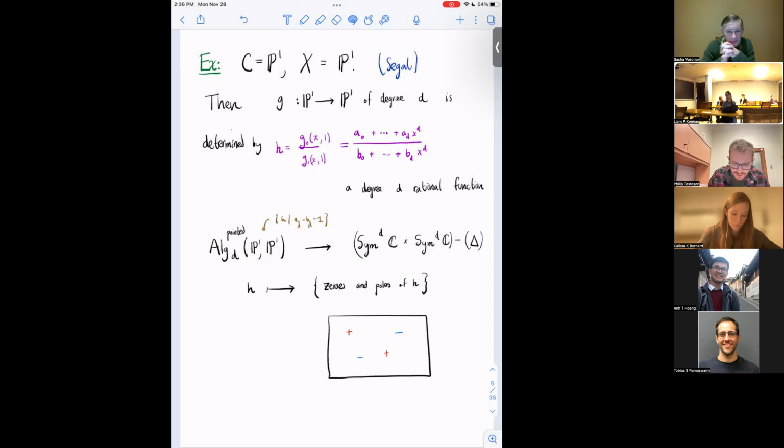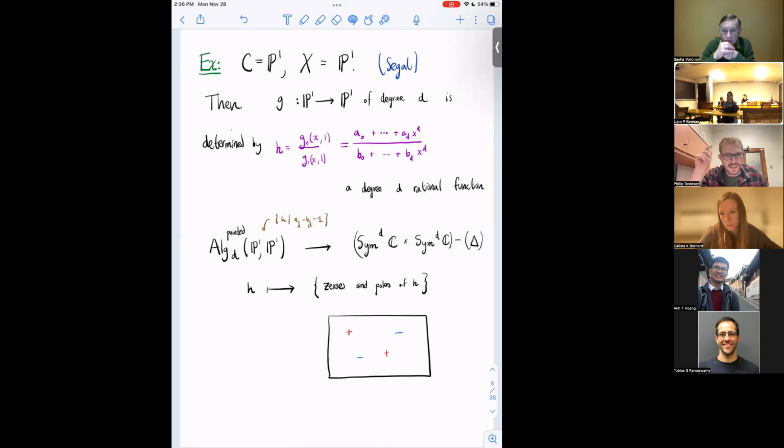And what that corresponds to is imposing the condition that the coefficients AD and BD are both equal to one. Okay, so Siegel considered this space. He realized that you can describe this space a little more concretely as a sort of configuration space.